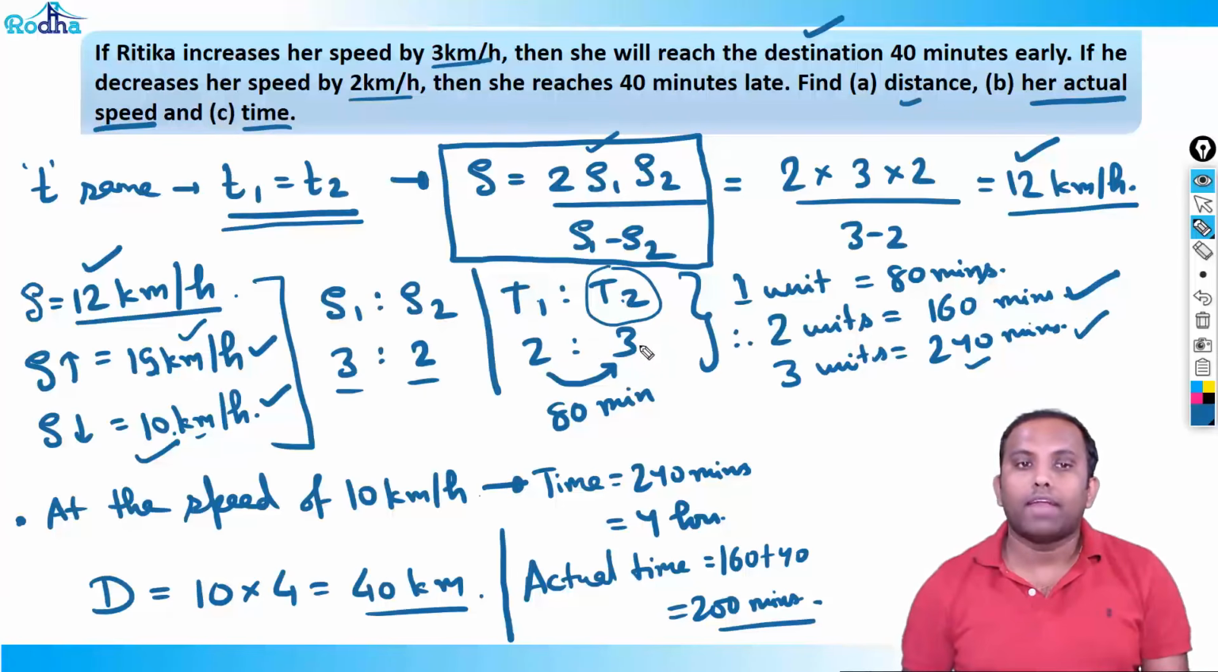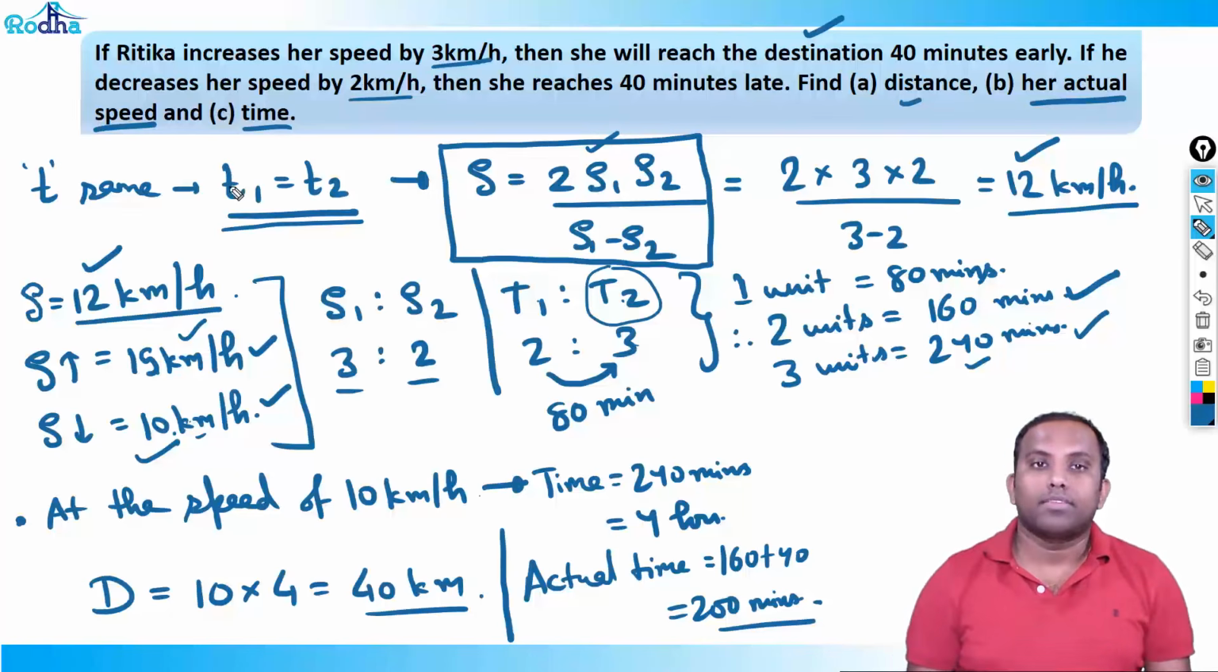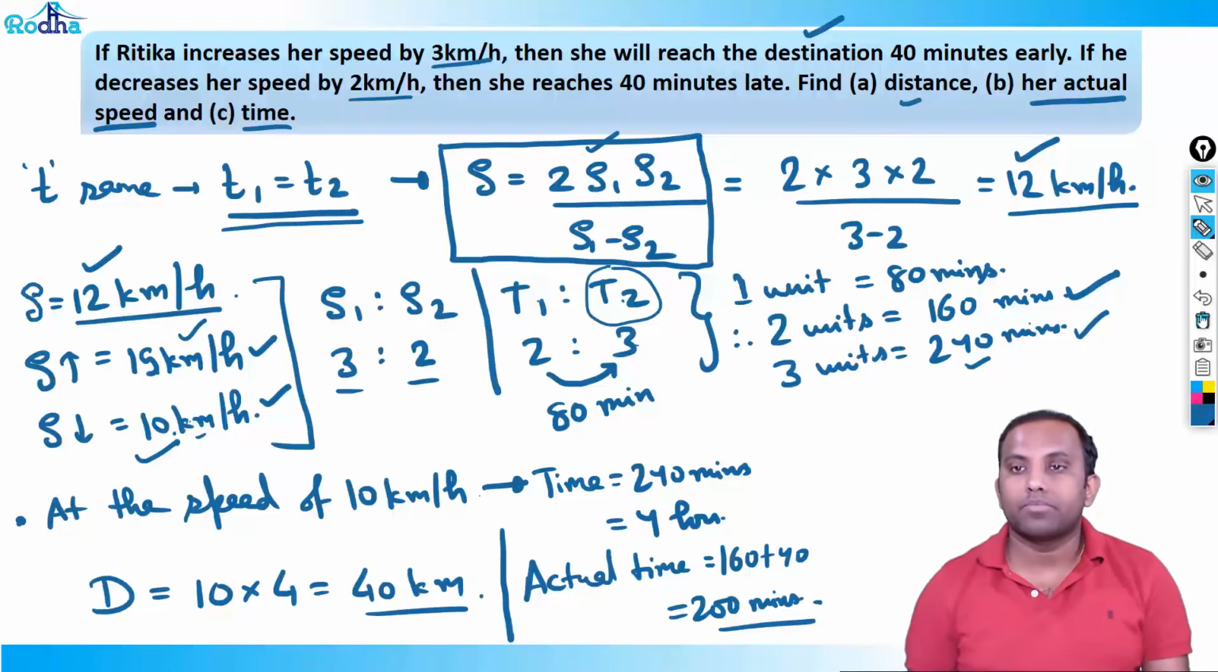What is T2? At a speed of 10. Or I can take it at T1 also, it's your wish. Any one speed and its corresponding time you can take and multiply to get the distance. That's the answer. Fine. Let's move to the next question.